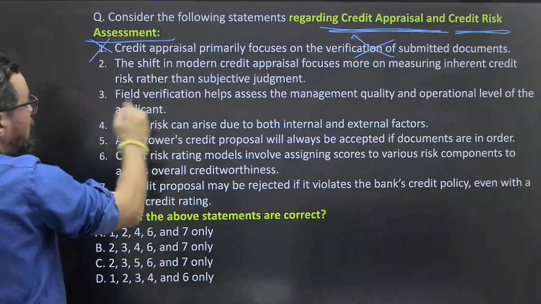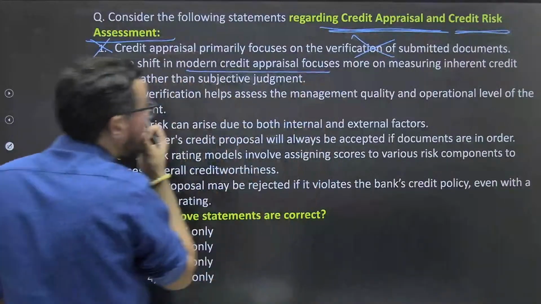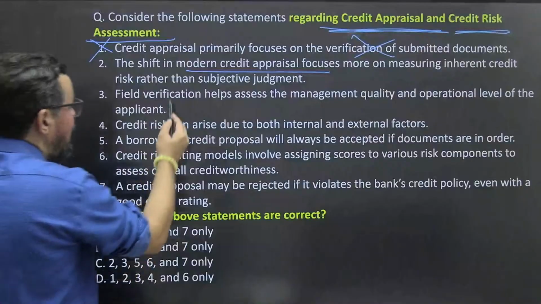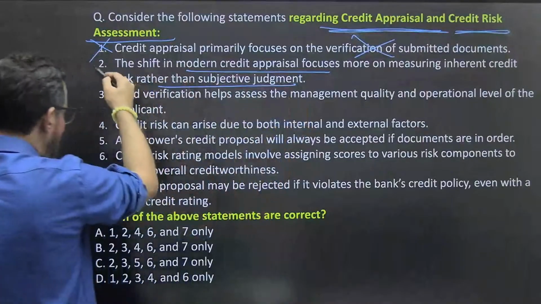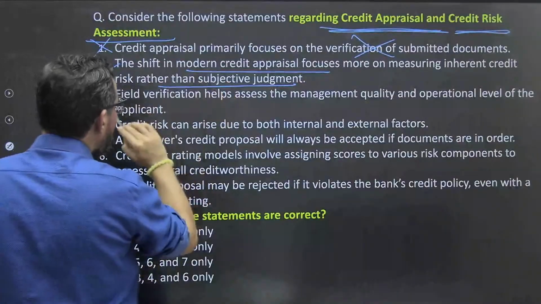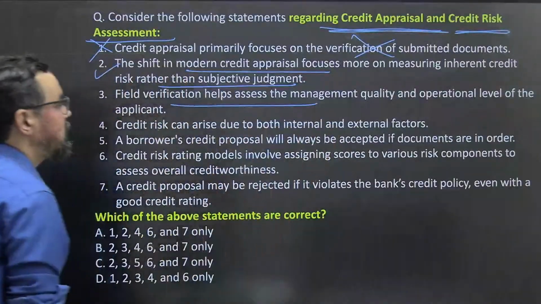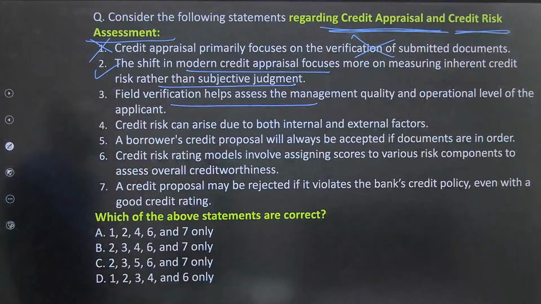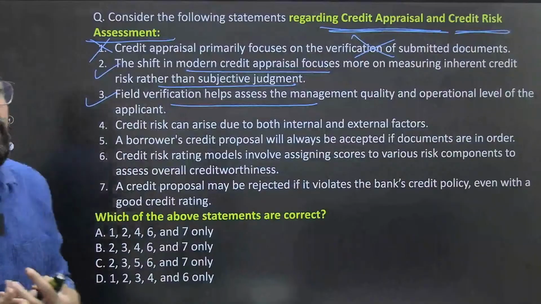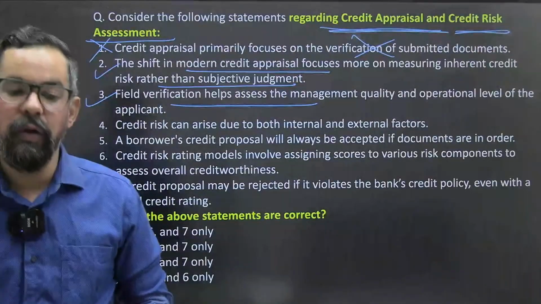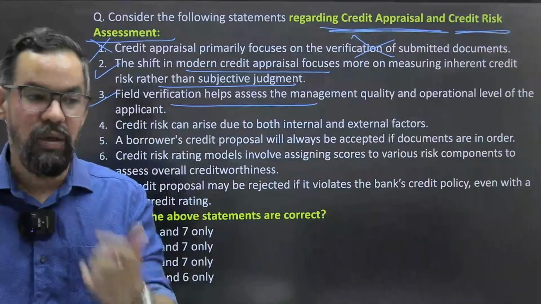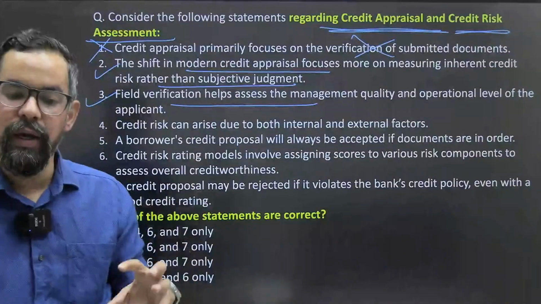Now, the shift in modern credit appraisal focuses more on measuring inherent credit risk rather than subjective judgment. Statement 2 is right. Field verification helps assess the management quality and operational level of the applicant. Let's say a company approaches us for a loan; we do a field visit. Even in a home loan we visit the house or the property.